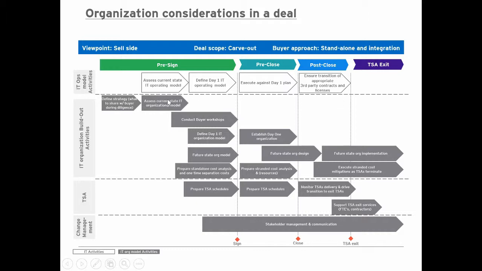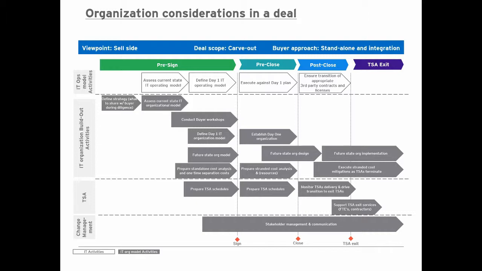The assessment is a very critical part and will be input to other areas such as the day one model. It will help with the standalone model, the one-time cost, as well as the TSA schedule. Once we have a good understanding of what the current state organization is, the next activity is to define the day one organization model. This will define the plan of how to transition the people and the third-party systems to the buyer on day one, and the level of support it will require from a TSA perspective.